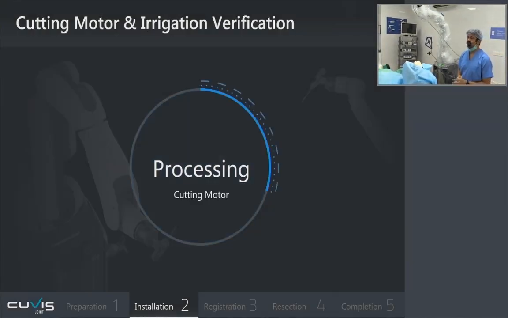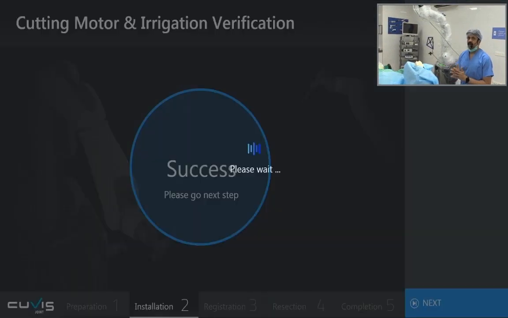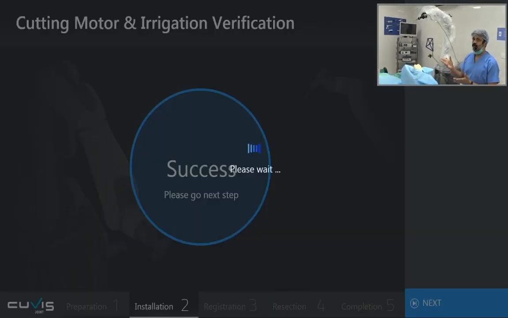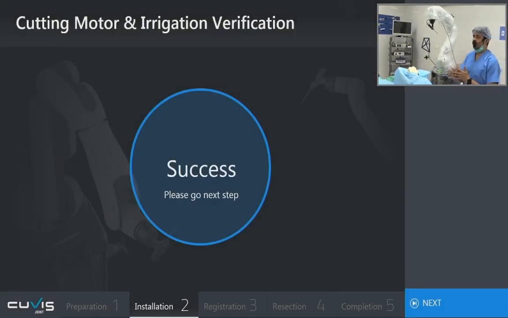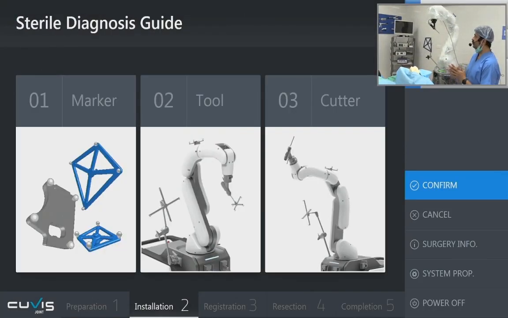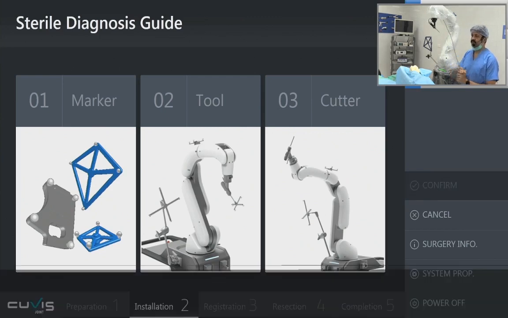Now it is processing the cutting motor. I'm sure you would have been able to hear the motor sound. So the motor was just starting, motor and irrigation verification. Right now, I must confess, yes, we are yet to put this irrigation tubing out here, but it is just on a small clip, and there is continuous irrigation which will happen at the tool during the cutting process.